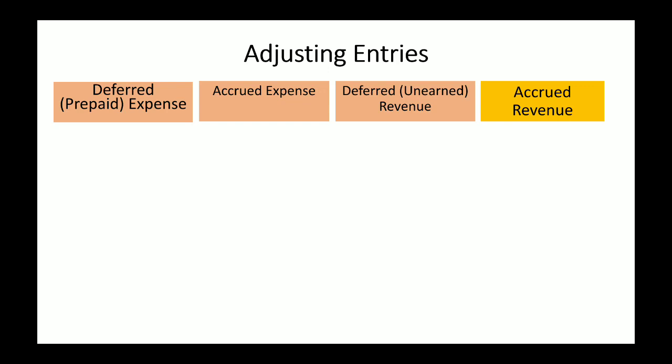Accrued revenue is earned but not recorded at the end of the accounting period because cash changes hands after the service is performed or goods are delivered.